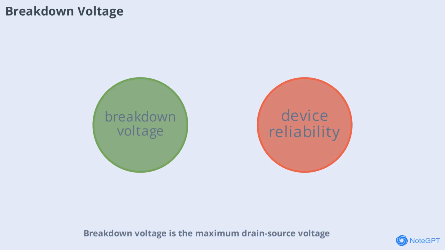Breakdown voltage is the maximum drain source voltage the MOSFET can withstand before the device fails. Exceeding this voltage can cause irreversible damage and compromise circuit safety. Designers must ensure that MOSFETs operate within their rated breakdown voltage to maintain reliability and prevent catastrophic failures in electronic systems.